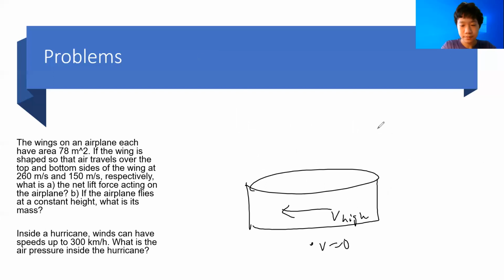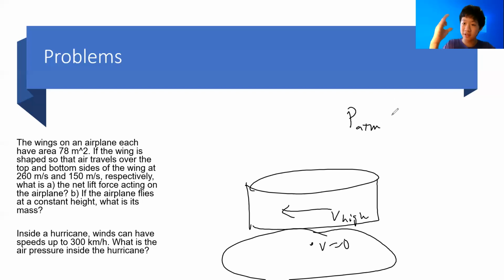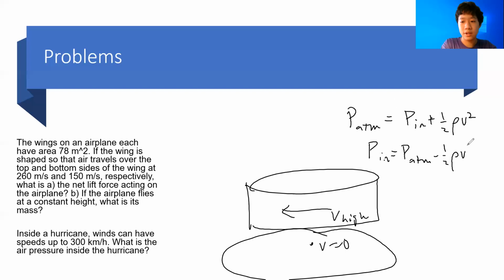Okay. So let's use Bernoulli's equation. First of all, let's look at the air outside. So that's going to be P atm, and that's it, right? There's not a difference in height either. This is going to equal P inside plus 1/2 rho V squared. So P in is just going to equal P atm minus 1/2 rho V squared.